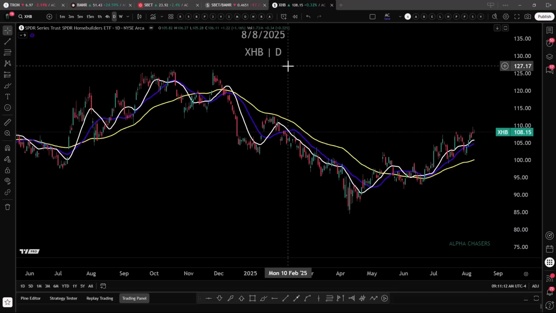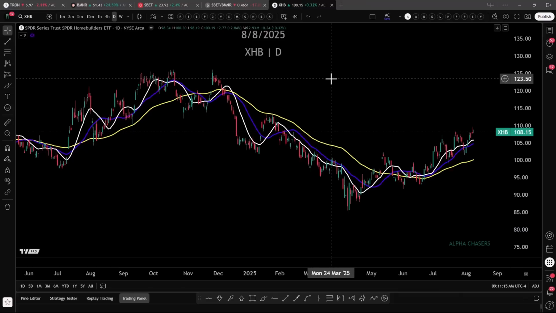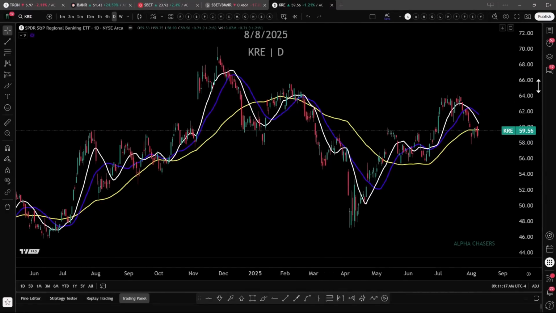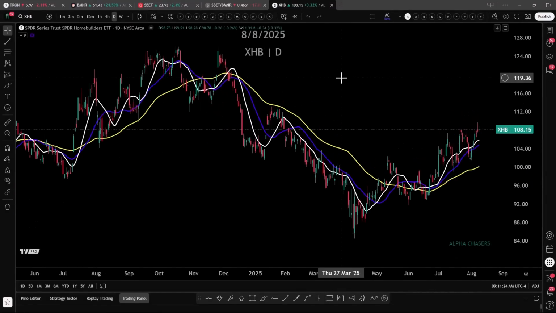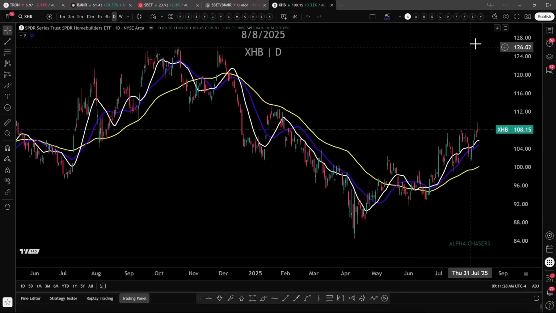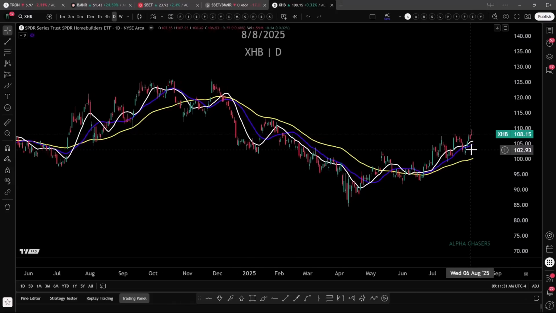Let's go take a look at regional banks. And I think this is very interesting. Regionals are rolling over. Okay, so it's not just the rates, right? Because why would regionals roll over? No, it's the home builders, and that this is so depressed over these valuations.